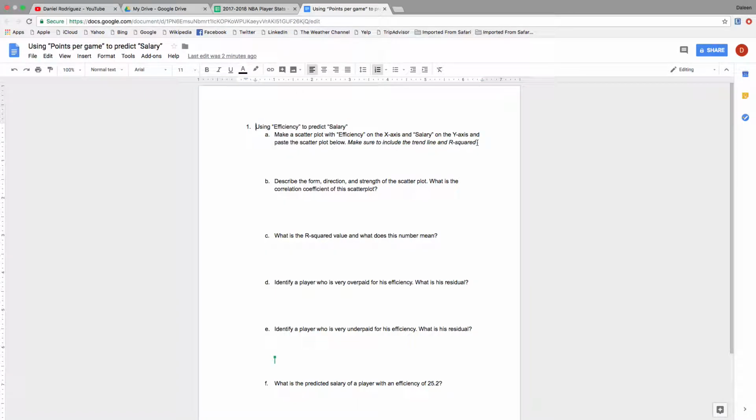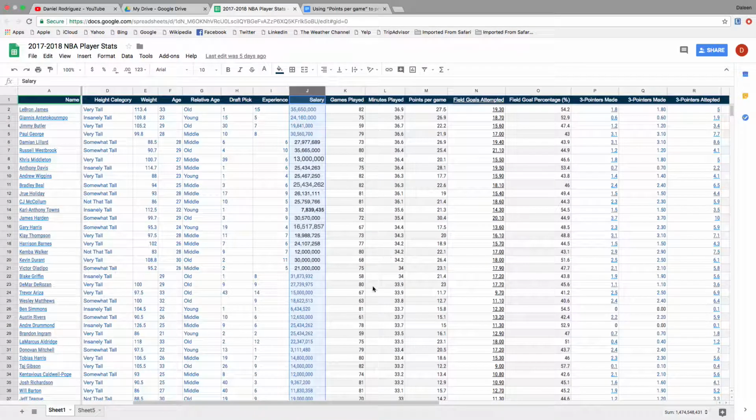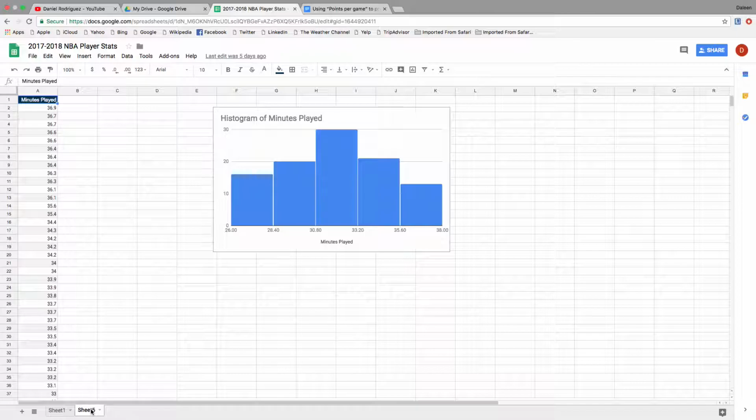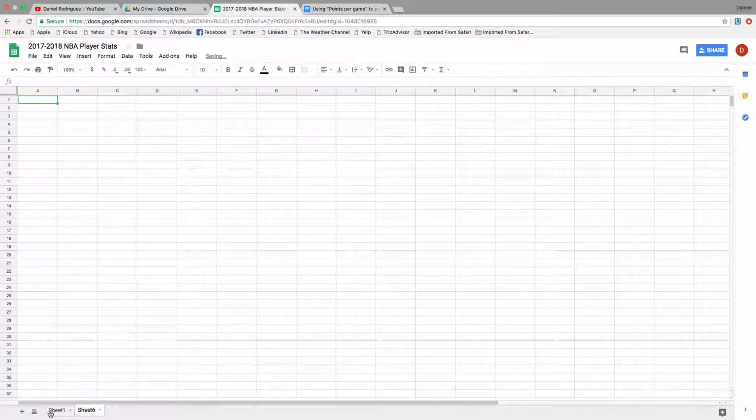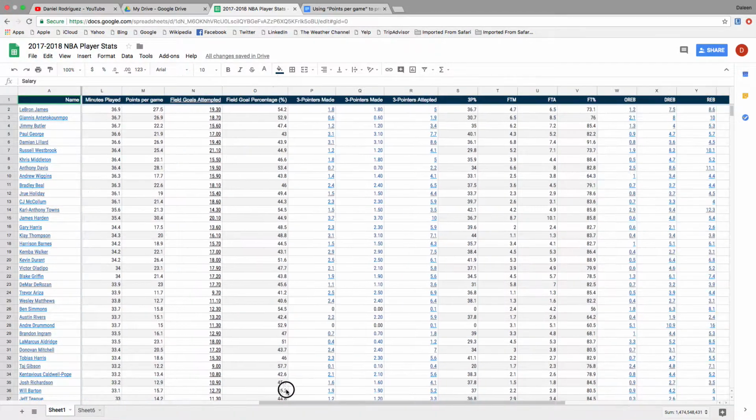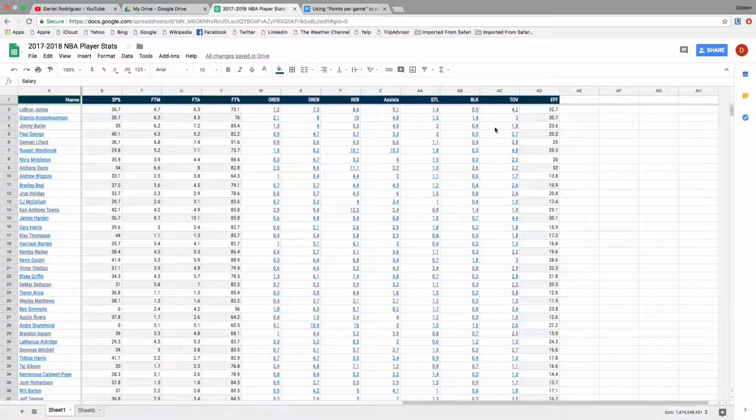It says make a scatter plot with efficiency on the x-axis, salary on the y-axis, and paste the scatter plot below. Make sure to include the trend line and r squared. So what we're going to do is I will copy and paste this in a new sheet. I think it's always just better to do when you're making a new graph.